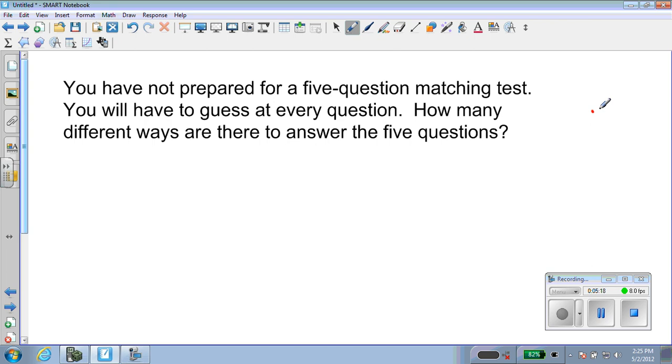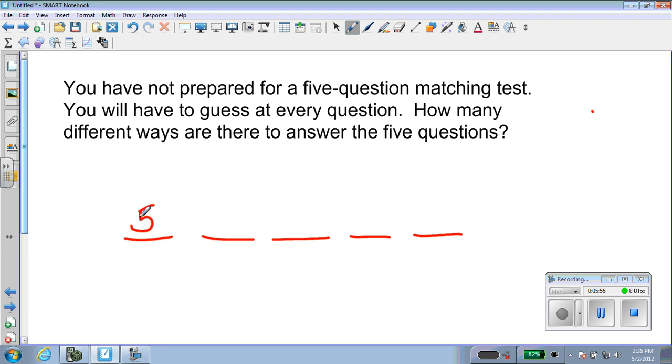Okay. You have not prepared for a 5-question matching test. You will have to guess at every question. How many different ways are there to answer the 5 questions? Again, there are 5 stages, right? 5 questions. But in a matching test, usually there are 5 questions and 5 answers, unless it's something strange that the teacher is doing. But let's assume it's a standard matching. So for the first question, any one of those 5 answers might be the answer. And if you have no idea, you're just going to randomly pick one of them.